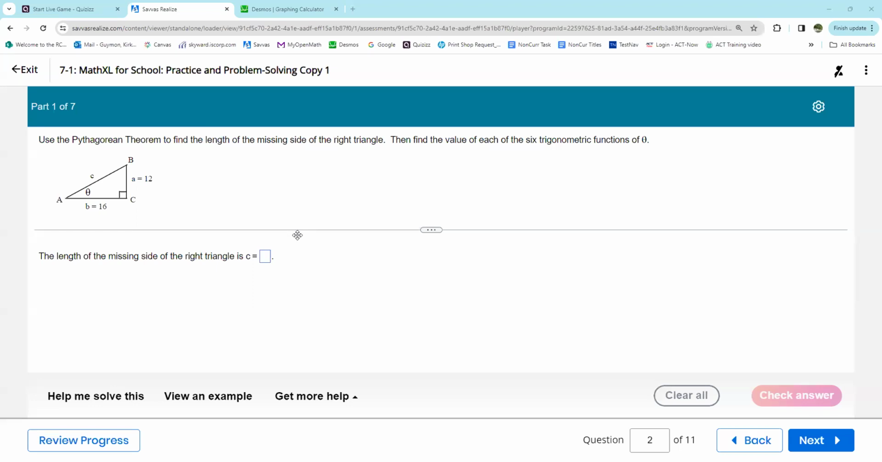All right, welcome back. Second problem of the homework from lesson 7-1, part 1 of 7. Holy Toledo, we might be doing this one a little while. Use the Pythagorean theorem to find the length of the missing side of the right triangle.